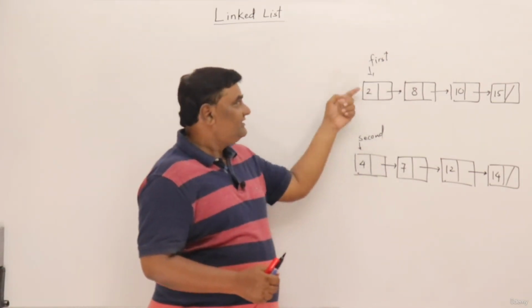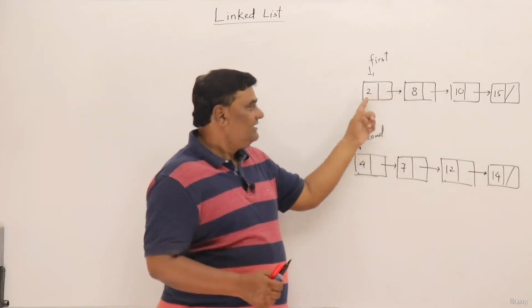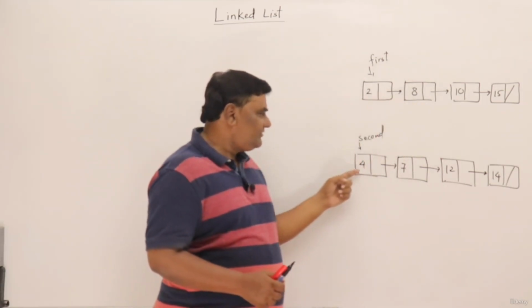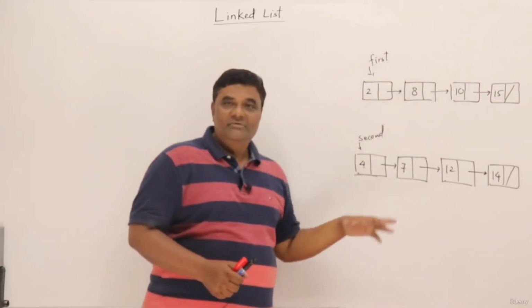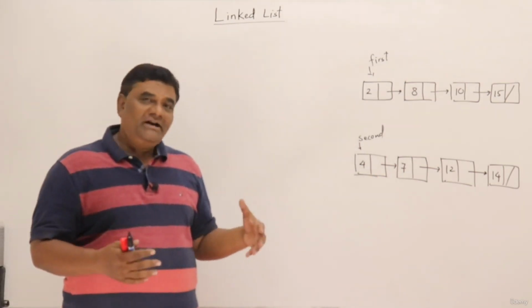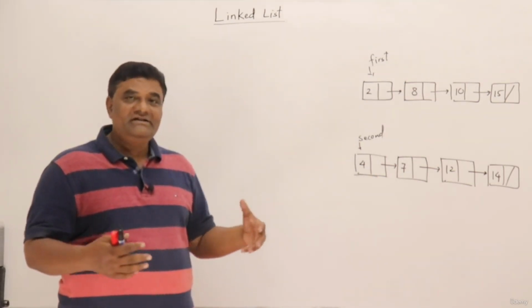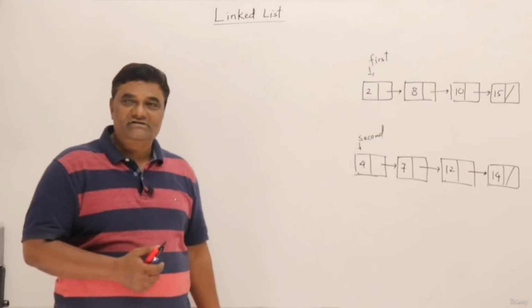So I have two sorted lists. First linked list is sorted: 2, 8, 10, 15. Second is also sorted: 4, 7, 12, 14. Both are sorted. So combine them. We will combine these two into a single sorted list.